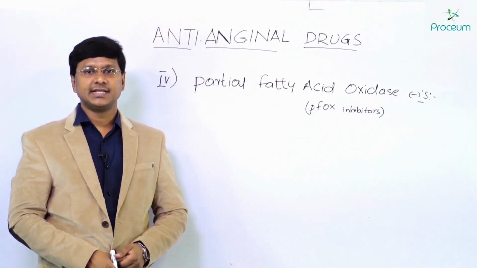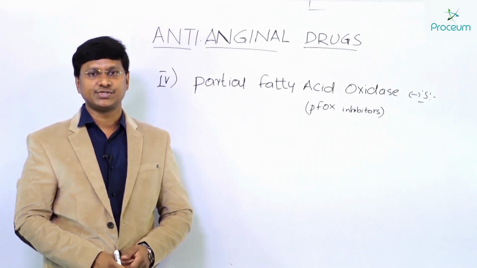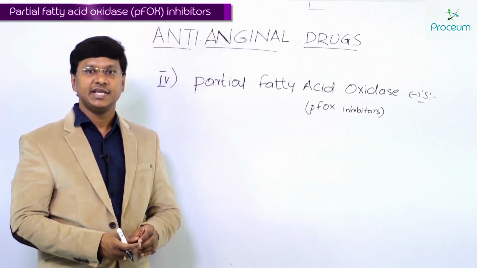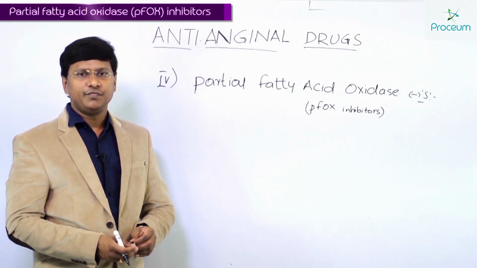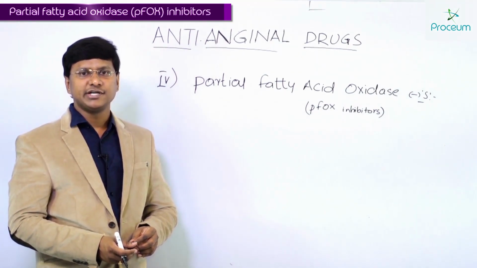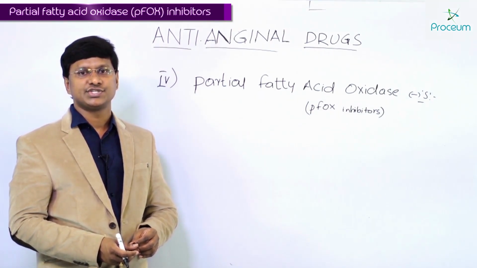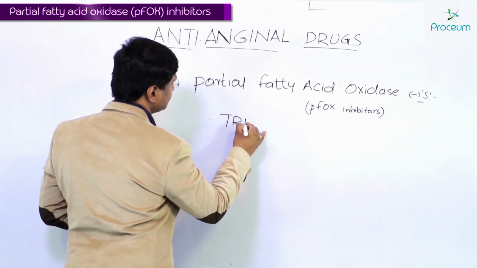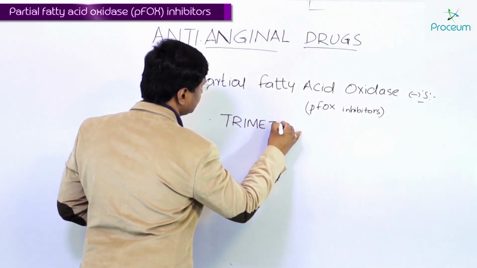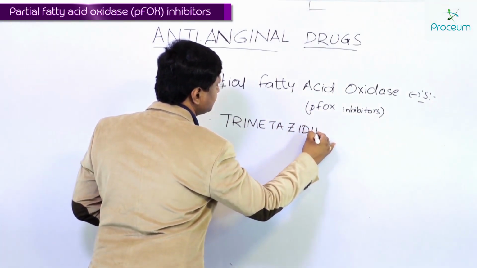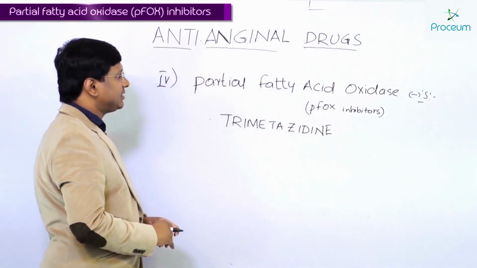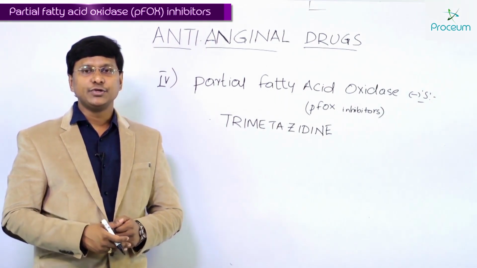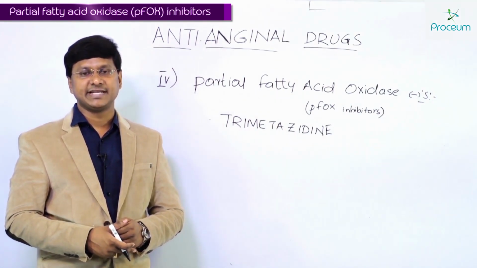Now let me discuss the other group of anti-anginal drugs, that is your partial fatty acid oxidase inhibitors. The important drug in this group, the partial fatty acid oxidation inhibitors, includes trimetazidine. This is a very important anti-anginal drug. Now let me tell you the mechanism of action of trimetazidine.